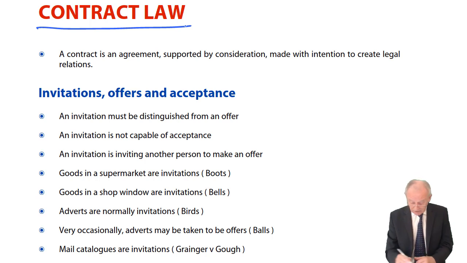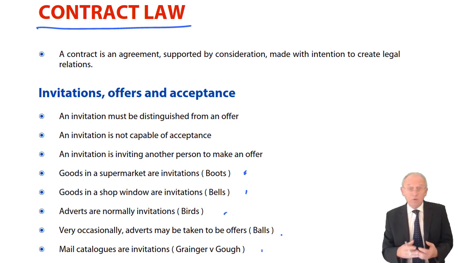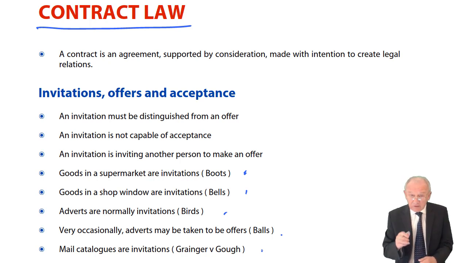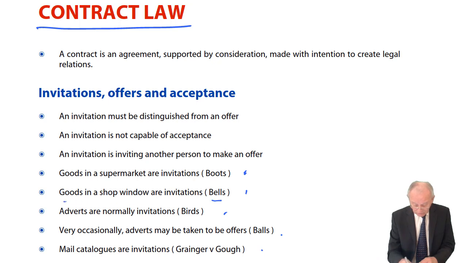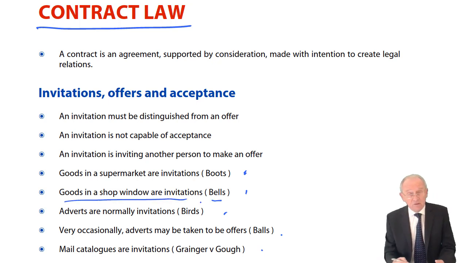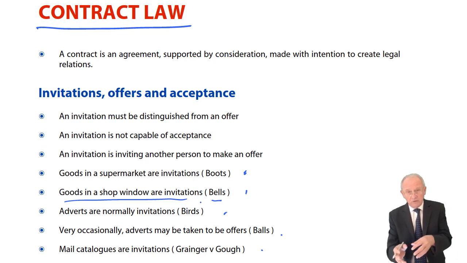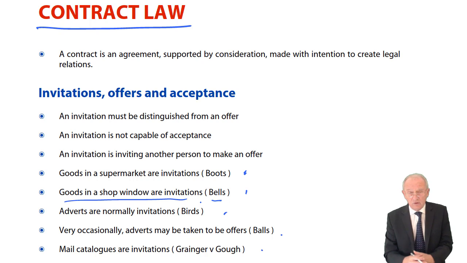On this first page alone, I can see instantly on the screen five cases there where I will talk about some of those cases, but not them all, because it's going to take much too long and the case names are not important, but the principles are. So for instance, in Bell's case, goods in a shop window are invitations. It's an illustration of the point that an invitation is not the same as an offer. When you see goods in a shop window, those aren't being offered for sale.